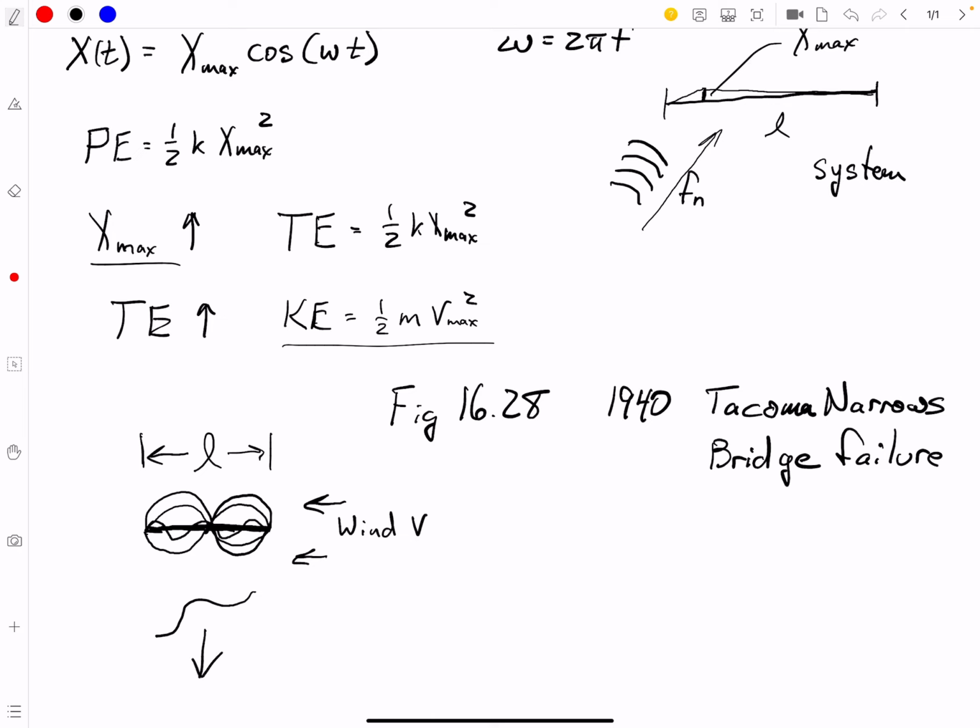Pieces and chunks of the bridge, because it's concrete and steel and all that, it's not super flexible, it's brittle. And the bridge ended up falling into the water because the winds were coming across and the wind input more energy than the bridge was designed for.